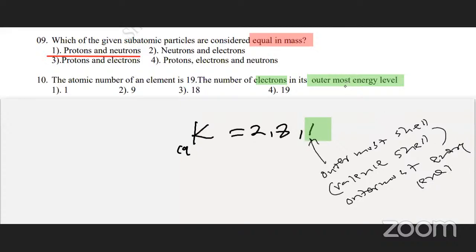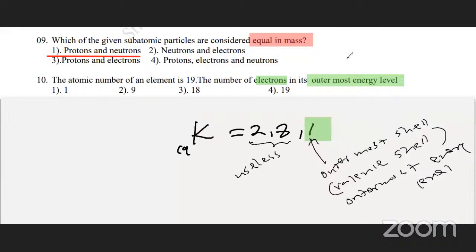Now inner shells are useless. These 8 electrons are useless. Why am I saying useless? They don't participate in bond formation. The 2 and 8 don't get involved in chemical bonding, they don't involve in chemical reactions, and they don't even involve in electrical conductivity.